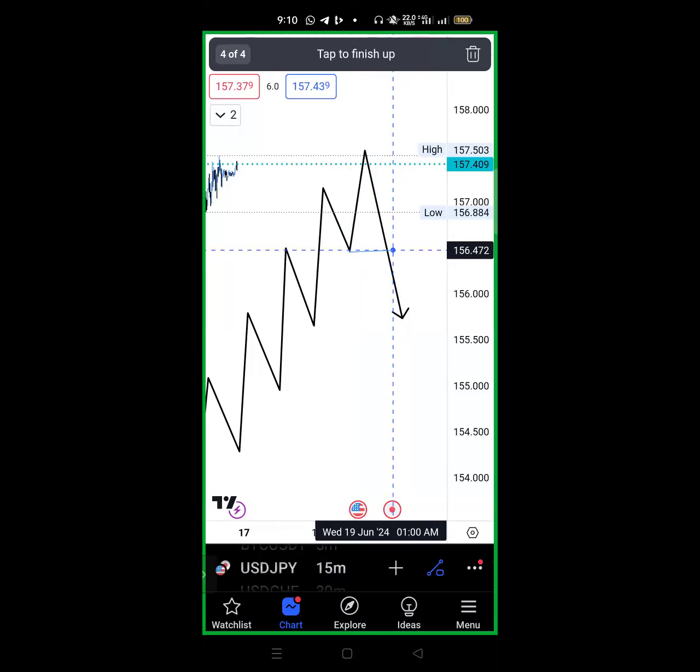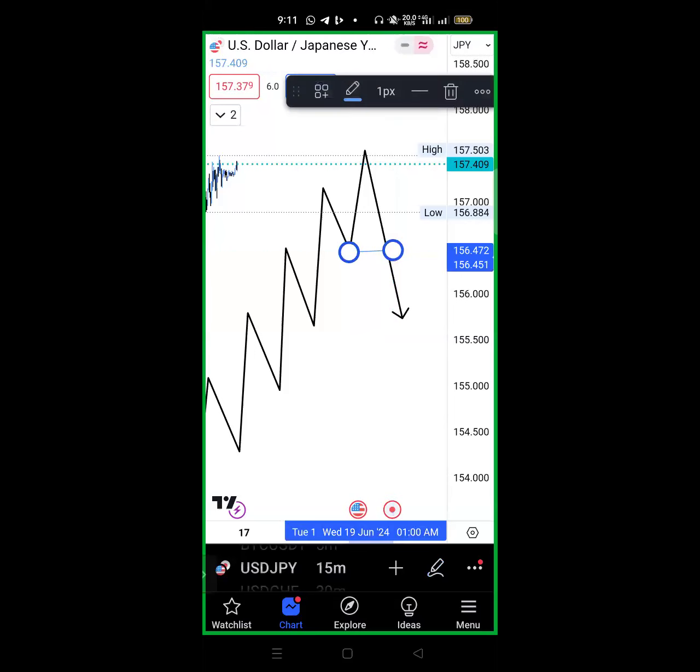So for an uptrend, we have a higher high, higher low. But for a downtrend, it's different. We always have what? A lower low, lower high. Now, this thing is giving you a lower low, which means it's reversing. Do you get my point? So this place is what we call change of character.